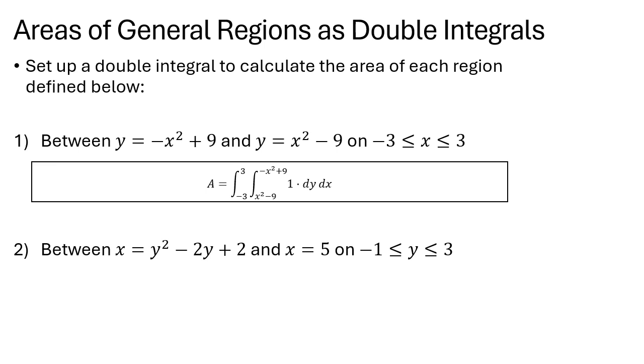As a general rule, find which curve is on the top with respect to positive y or positive x, and put that as the upper limit. Please note, if you flip it around, the only difference is the integral will be negative, which will be a clear indication. So either way, our answer here is the integral from negative 3 to 3, integral x squared minus 9 to negative x squared plus 9 of 1 times dy times dx. Noting that when we are finding the area using a double integral, the function inside will always be 1.